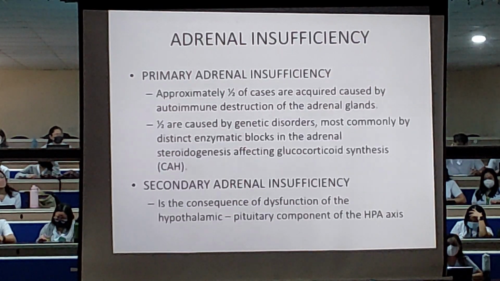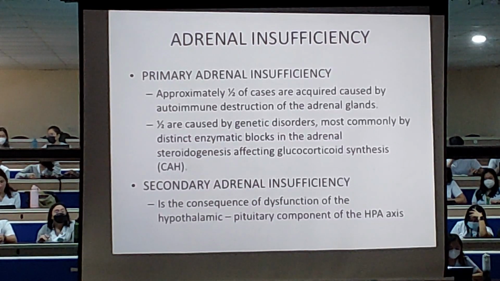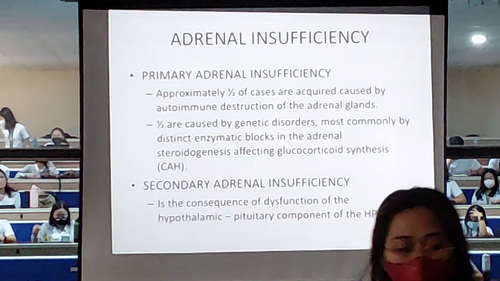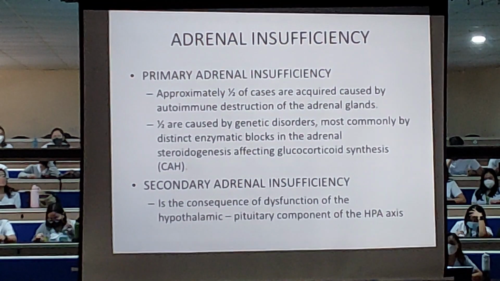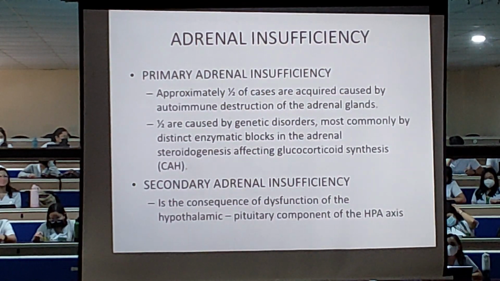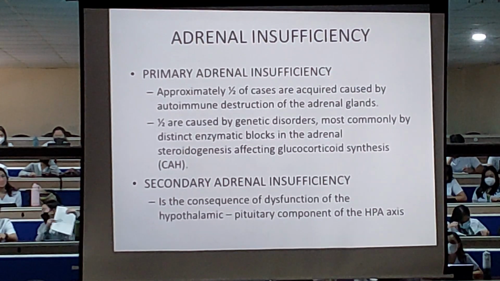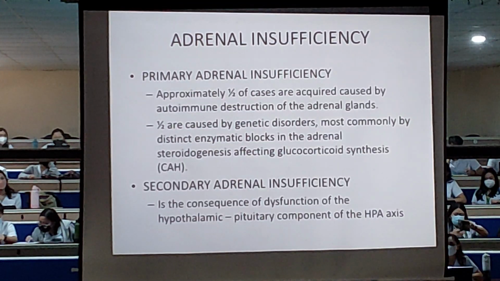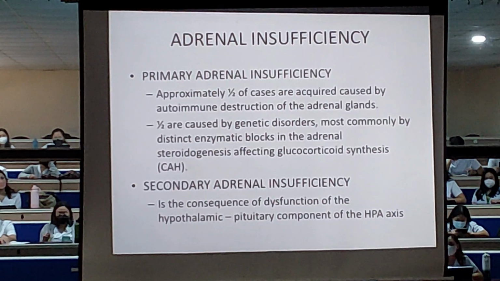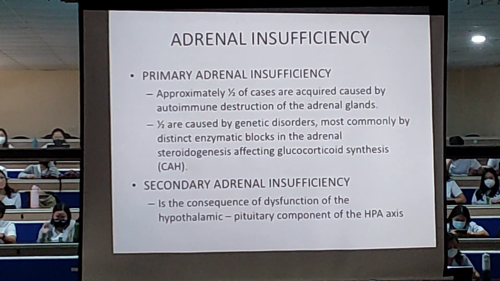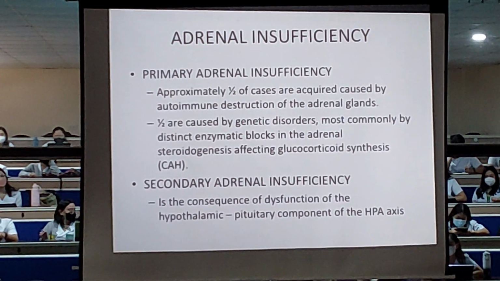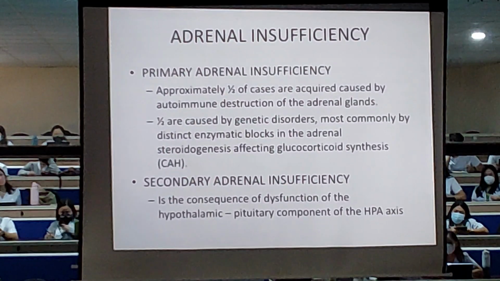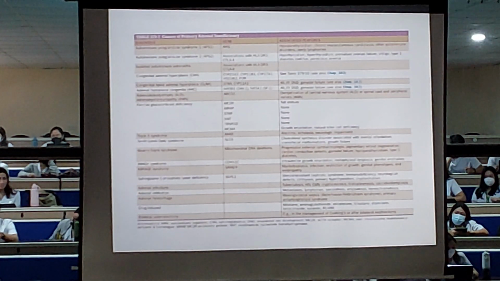Adrenal insufficiency, I mean. In primary adrenal insufficiency, it is said that approximately 1/2 of cases are acquired, caused by autoimmune destruction of the adrenal glands, and 1/2 are caused by genetic disorders, most commonly by distinct enzymatic blocks in the adrenal steroid production affecting glucocorticoid synthesis. Secondary adrenal insufficiency is a consequence of dysfunction of the hypothalamic-pituitary component of the hypothalamo-pituitary axis. So these are the causes.